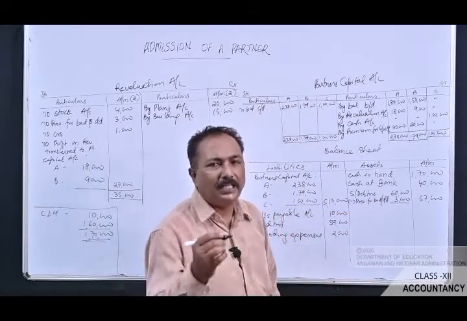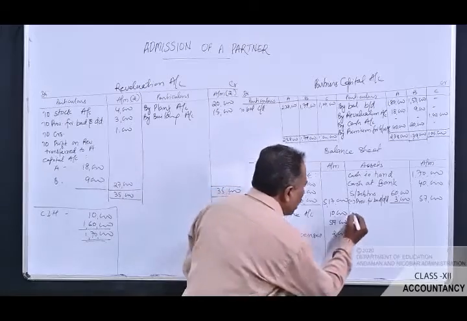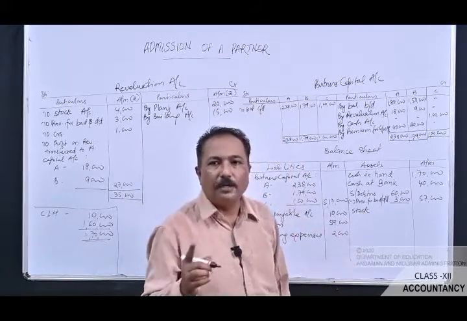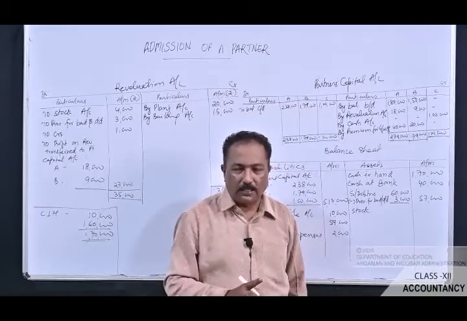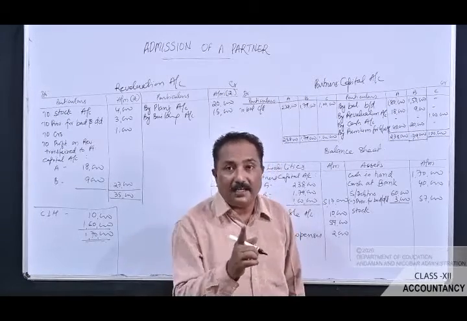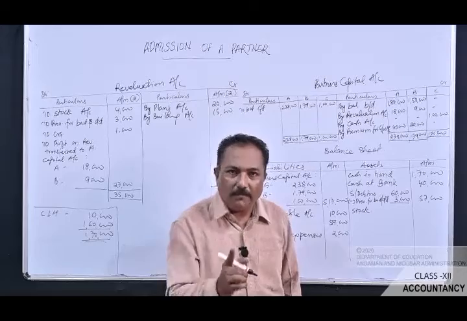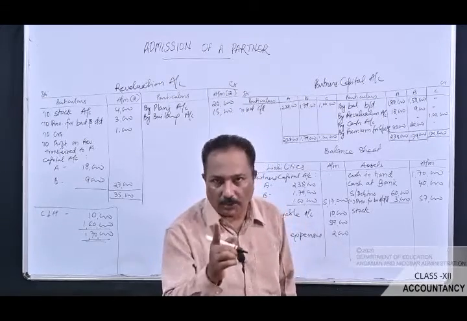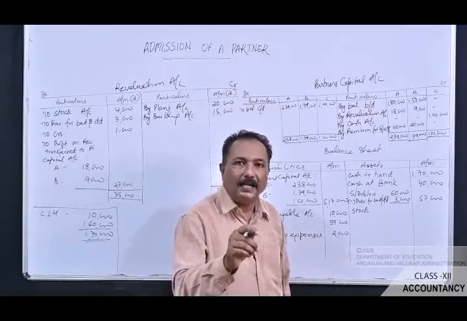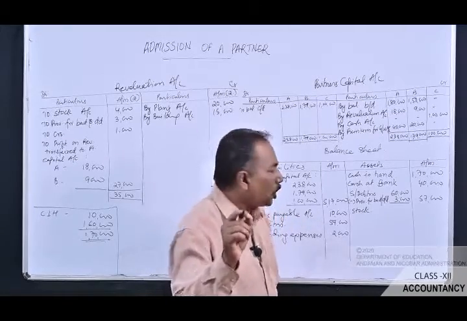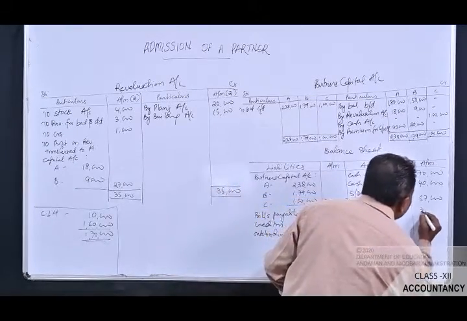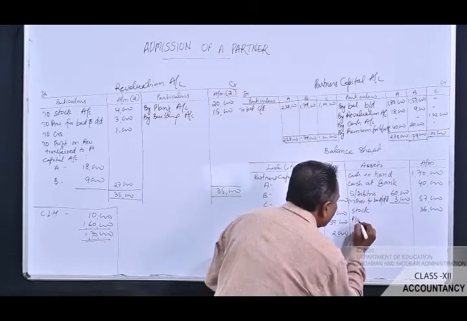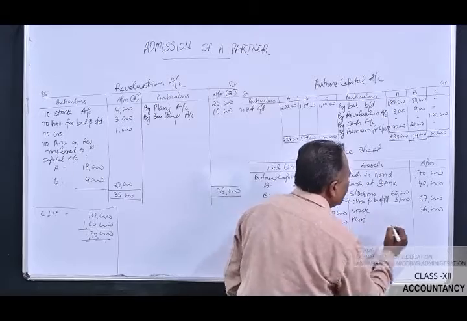Now let's talk about the next item, and that is the stock. The old value of the stock given in the balance sheet was rupees 40,000, and in the additional information it was clearly said that the value of the stock was found overvalued by rupees 4,000. So it means that now the new value of the stock is rupees 36,000.